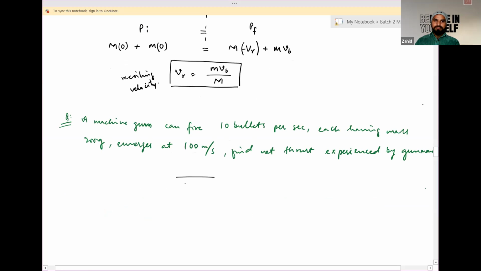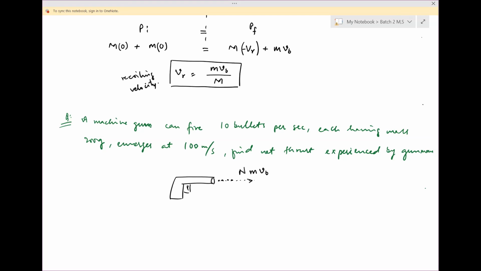Suppose there is a machine gun which can fire 10 bullets per second in forward direction. So one bullet will generate mv amount of momentum, mass times velocity of bullet. And if there is total number of bullets n, or 10 bullets, so total amount of momentum generated will be n times mv. Is it clear? Yes, sir.